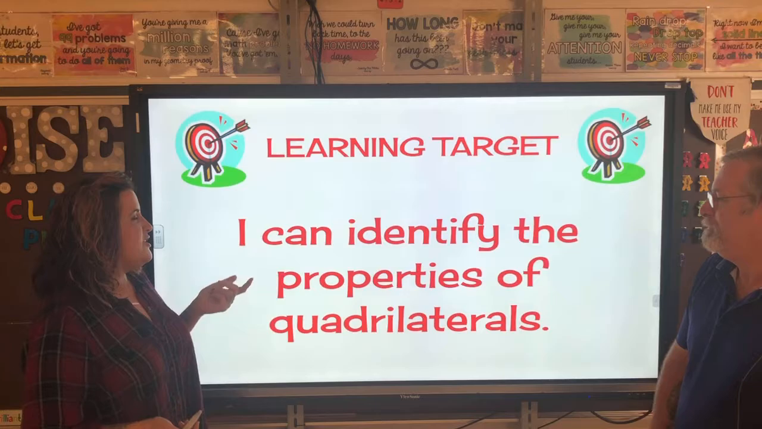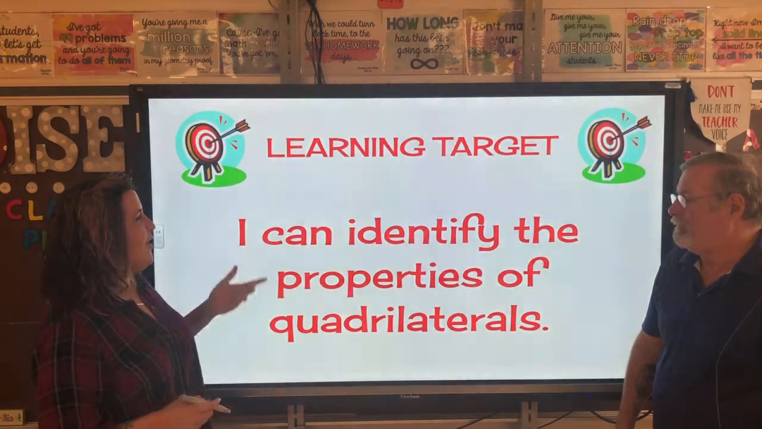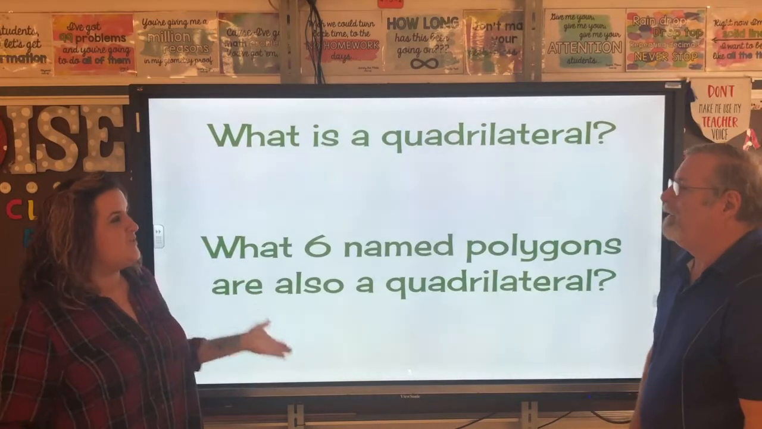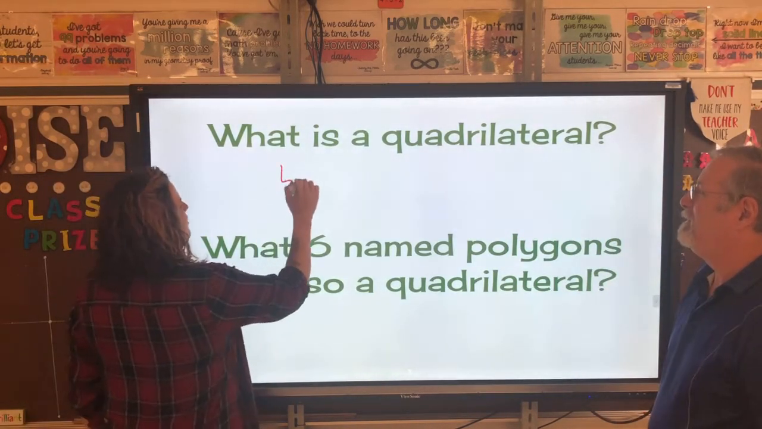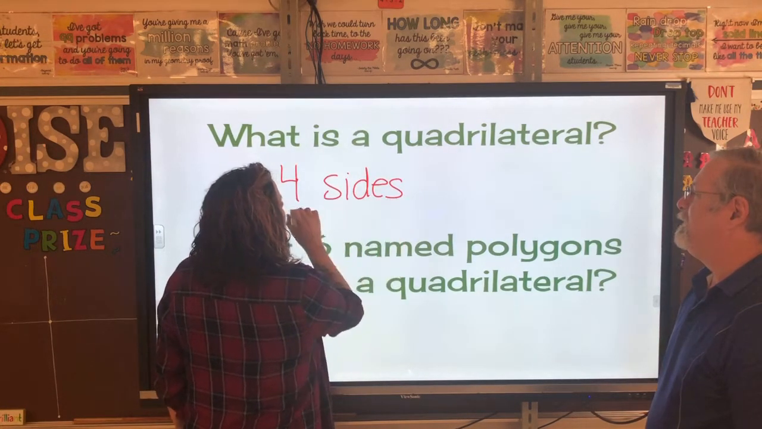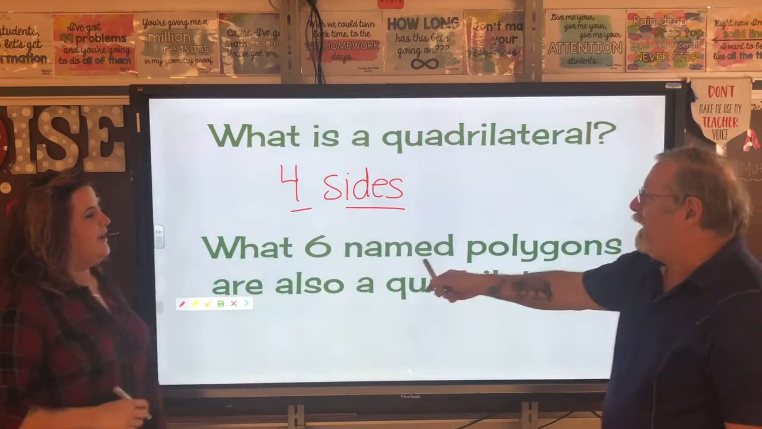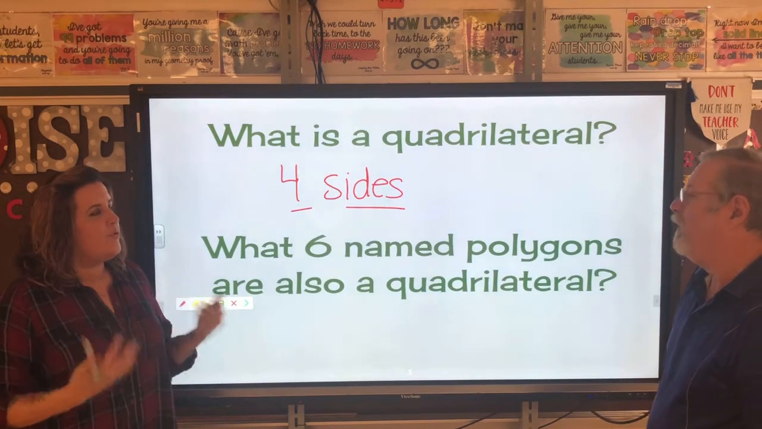All right. So our learning target: I can identify the properties of quadrilaterals, and I think we already gave this away. What's a quadrilateral? It is a shape that has four lines. Four lines or four sides, right? So if you get more specific, it is a four-sided shape, right? And there are six of them that we have to know all the properties of.